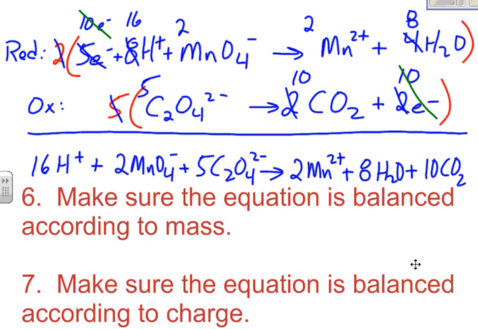according to charge, and we have 16 positives, 2 negatives, and then another 10 negatives, so that's 12 negatives, 16 positives, which gives us a 4 plus on the left, and then over on the right we have 2 manganese ions, which also gives us a 4 plus on the right side. So hopefully we have done everything correctly then in balancing this equation.